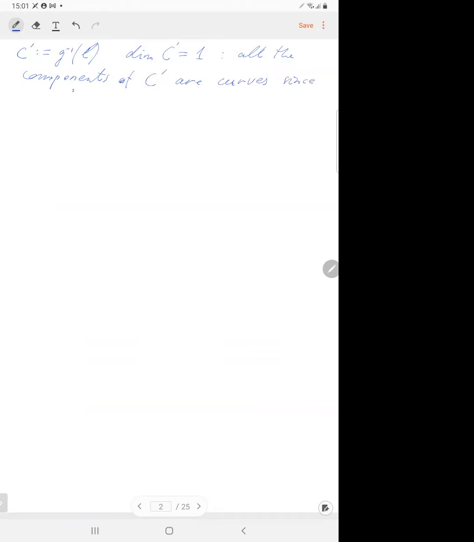Since L is cut out in the affine space by n-1 equations, and hence separable. Why is each component separable?